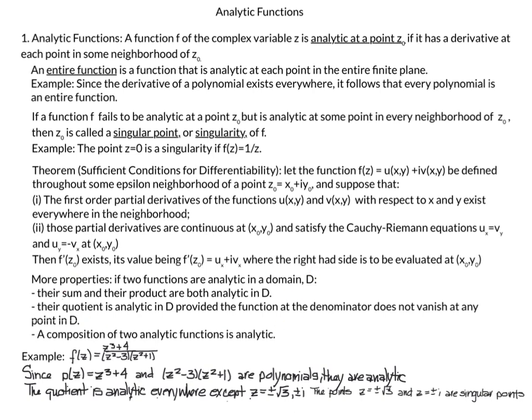We had a couple of other properties to round things out. It's very similar to the properties we had for real valued functions in first year calculus. So if two functions are analytic in a domain D, then their sum and their product are also analytic. And we had an example of that with the cosh and the sines and the sinh and the cosines. Their quotient is analytic in D, provided that the function in the denominator does not vanish. In other words, we want to prevent a division by 0 at any point in D. And then the composition of two analytic functions is also analytic.